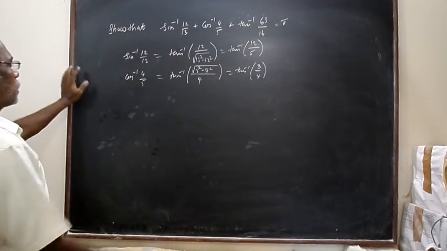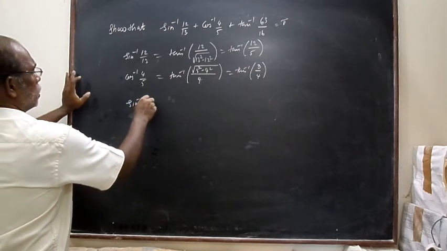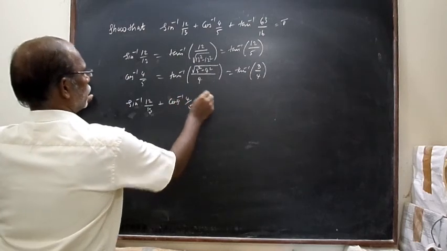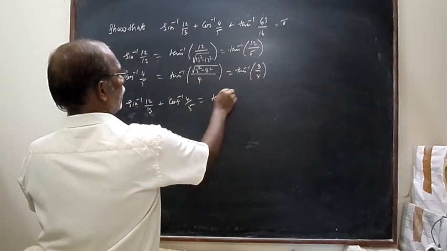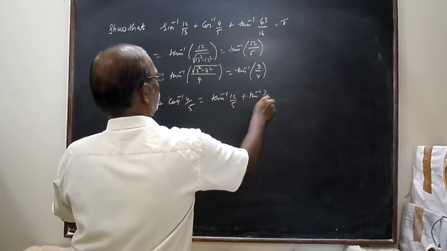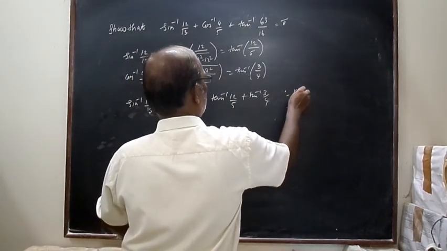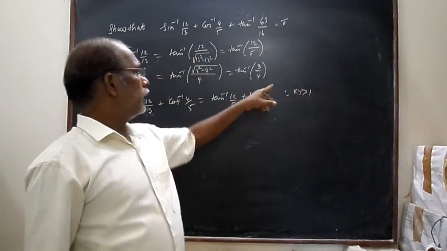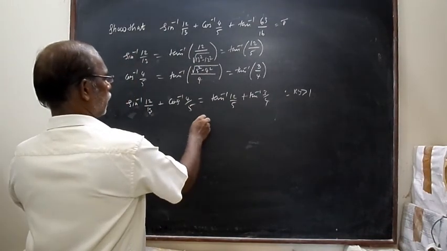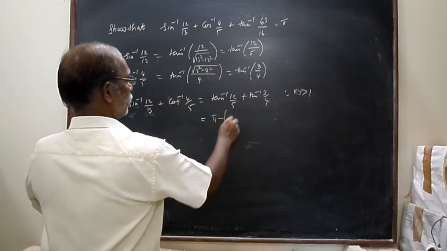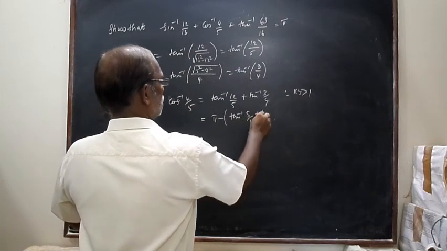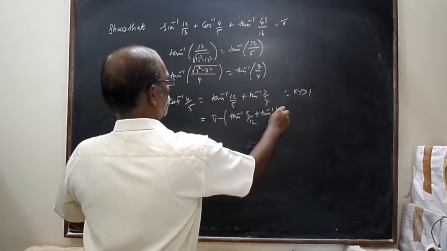If we take the sum of these two, sin inverse 12/13 plus cos inverse 4/5 will be equal to tan inverse 12/5 plus tan inverse 3/4. So remember here x into y is greater than 1: 12 into 3, 36, over 20, so greater than 1. Then according to the identity, this is pi minus (tan inverse of the reciprocal 5/12 plus tan inverse of the reciprocal 4/3).